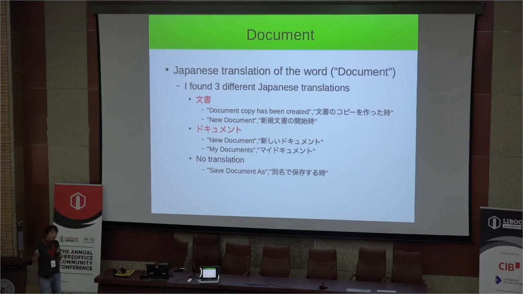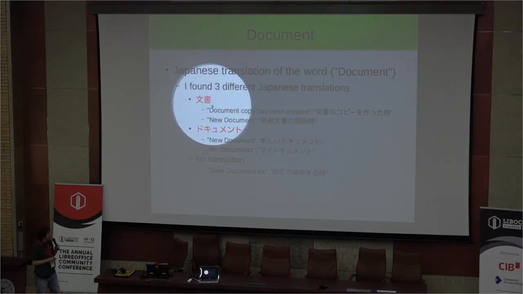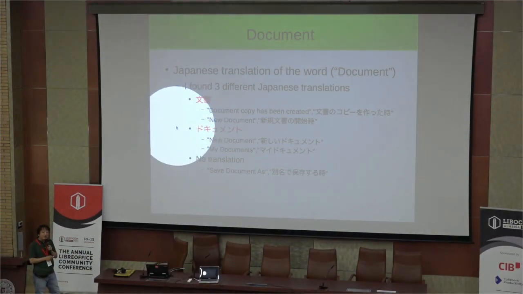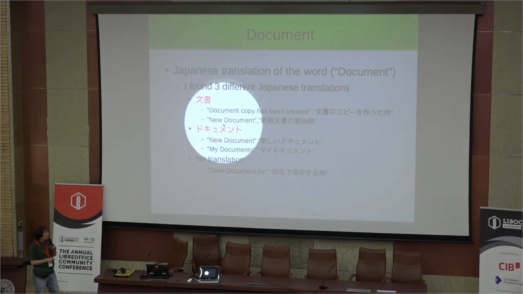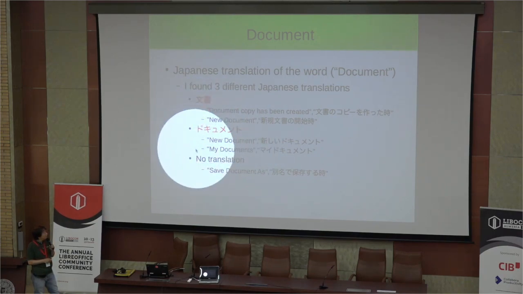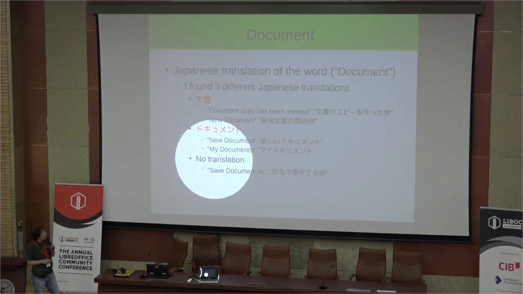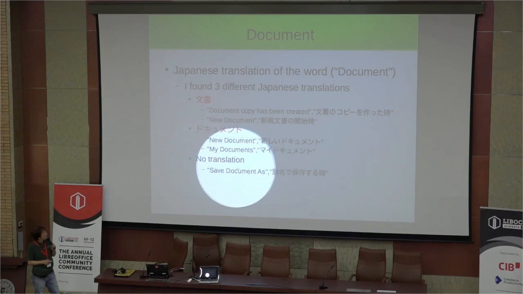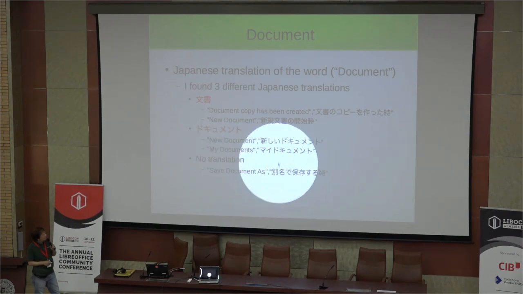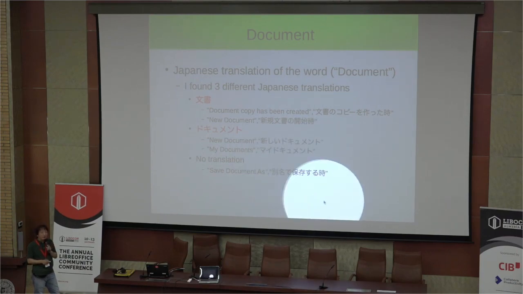So I search the Japanese translation of the word document. I found three different Japanese translations. This is Japanese, bunsho. I mean a document. This is a katakana. This is document. Three different Japanese translations. One, two, three. Third is no document here in Japanese.